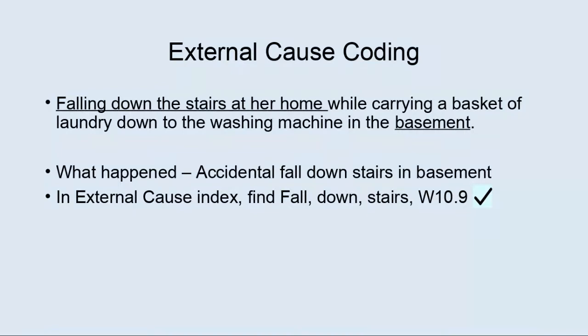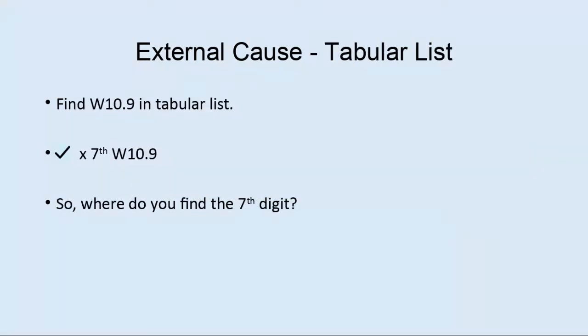So, falling down the stairs at her home, the stairs were into the basement. So in the external cause index, find fall downstairs, which takes you to W10.9. And again, we get that check mark after the code, and that means you need initial digits. So we're going to go to the alphabetic index.